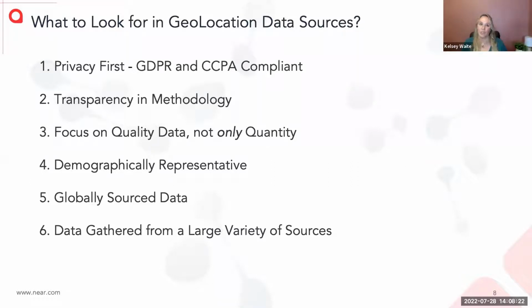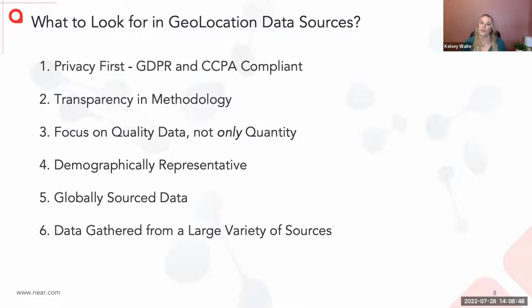Number 2 is transparency and methodology. You want to make sure that whatever source you're using, you can ask questions like, where did this data come from? How are you measuring this data set? You want to make sure that they are open and honest with you. Even if they can't give you all the secret sauces, they at least have some white papers and some more background for you to look into.